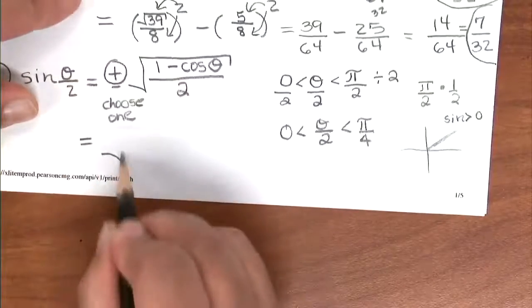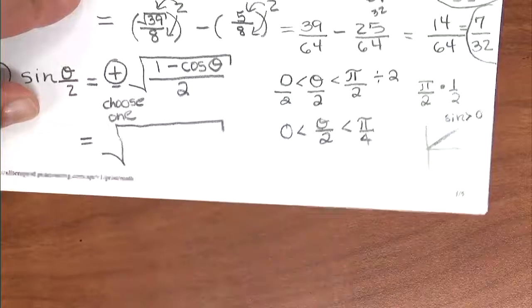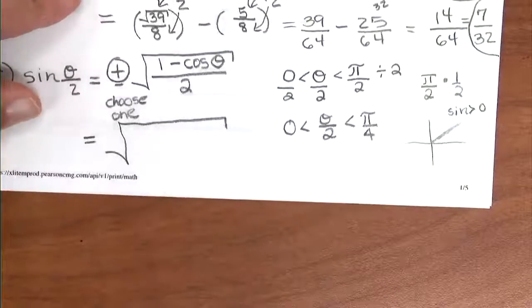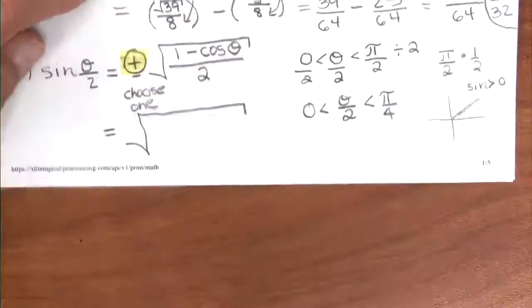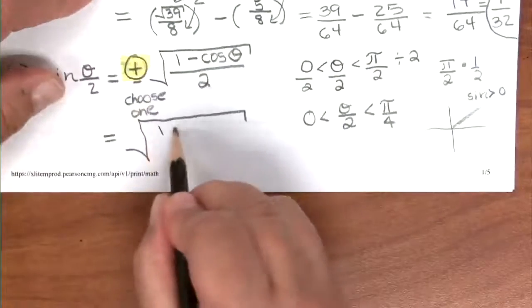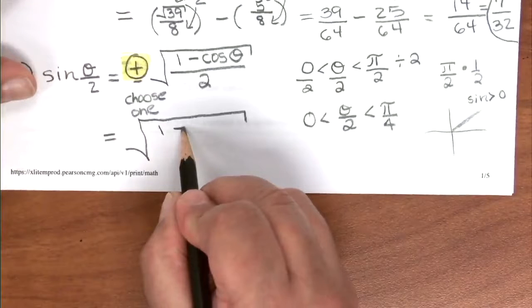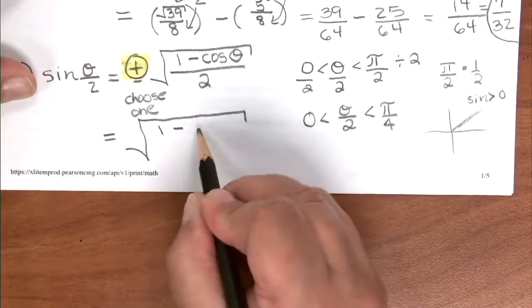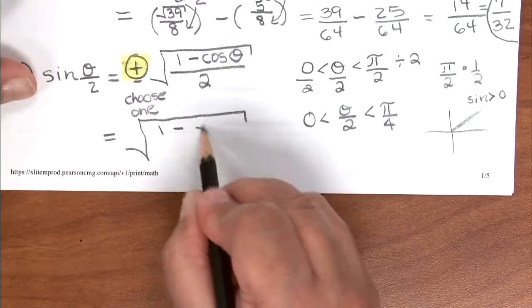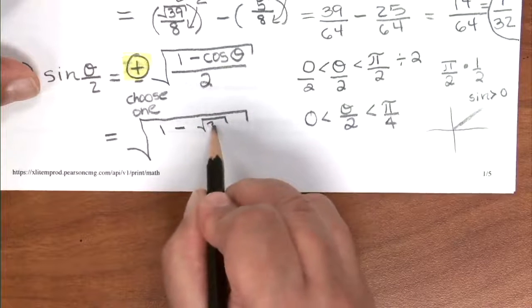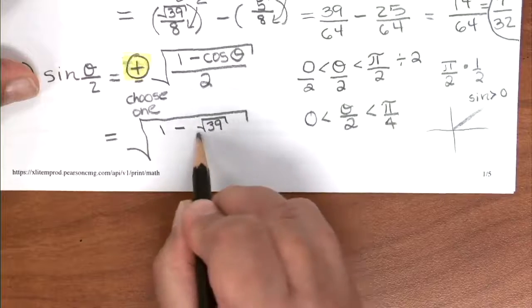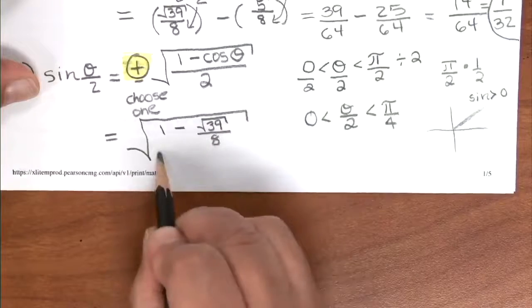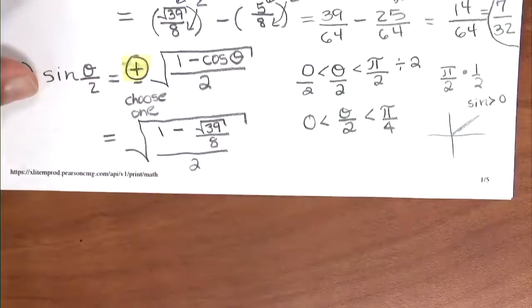Okay, here we go, plugging in. All right, so it's 1 minus the cosine. The cosine is off of the picture. We've used it in parts A and B already, square root of 39. So you got a double radical here. Square root of 39 over 8, over 2.